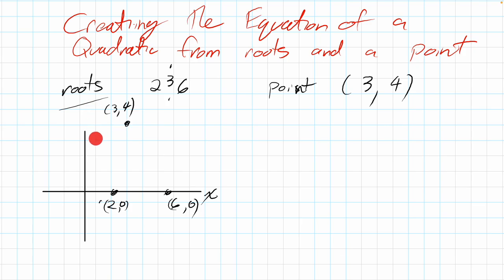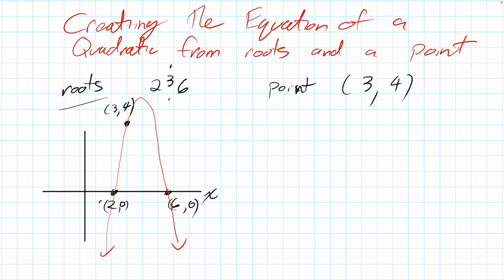So that means it actually doesn't open up. This parabola must be the opposite. It opens downwards. So it must go up, something like this, and then turn around and come back down. So it does something like that. This point is just somewhere on it. There's lots and lots of points. They've given us one. We have 2 roots.